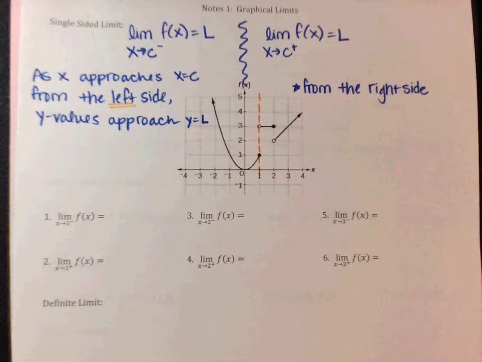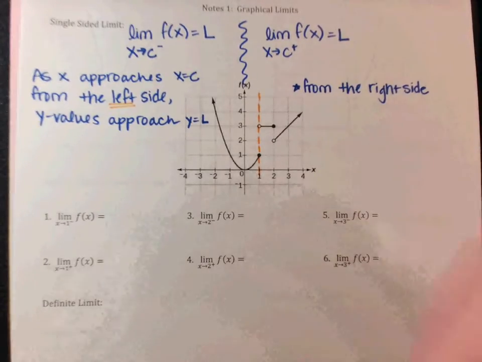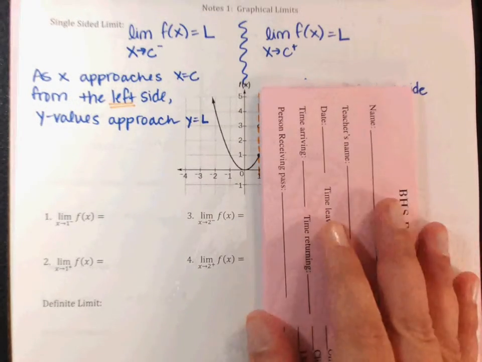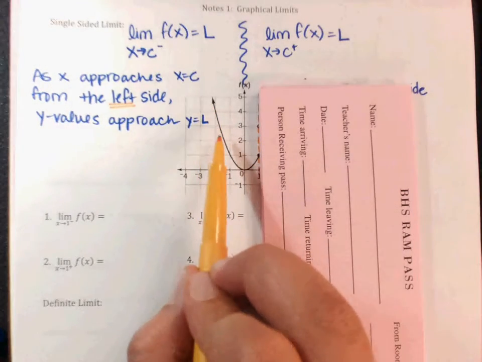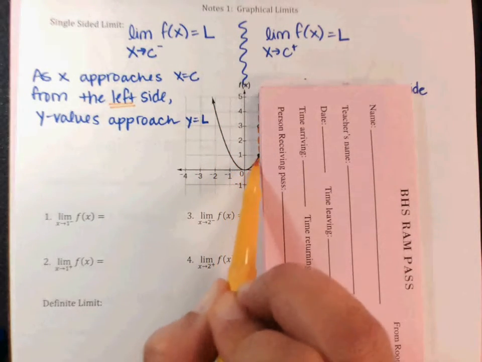Okay, if you were only looking at the left side of this graph, so I'm going to cover the other side, pretend it's not there. What does it look like as I trace this graph towards 1, my y value is getting closer to?